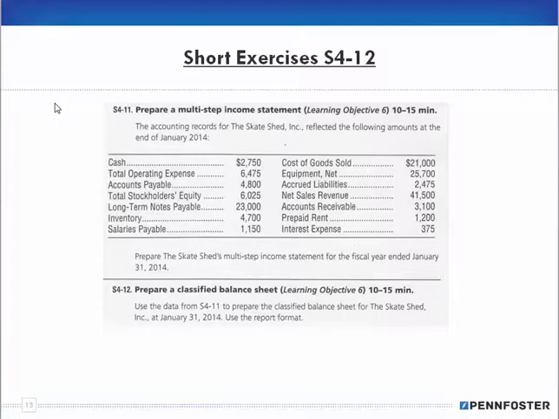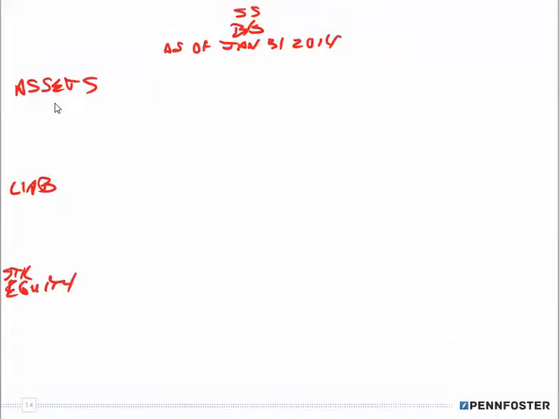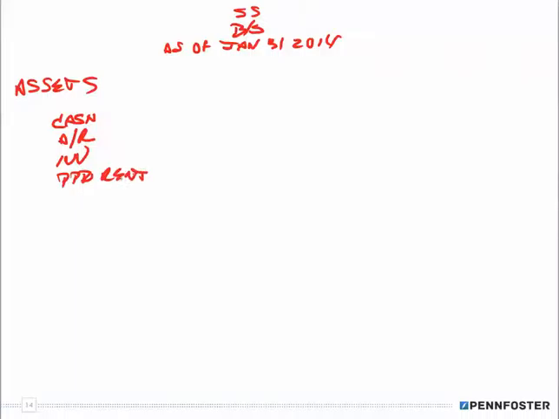Since our information here, they're changing the format a little, the way things were being done. Remember, before we would list our cash, accounts receivable, inventory, prepaid rent, and we would then also put our equipment, and do we have a building in this one?